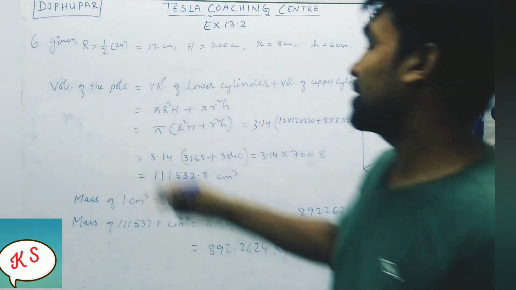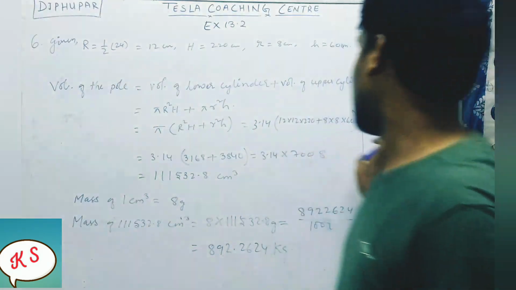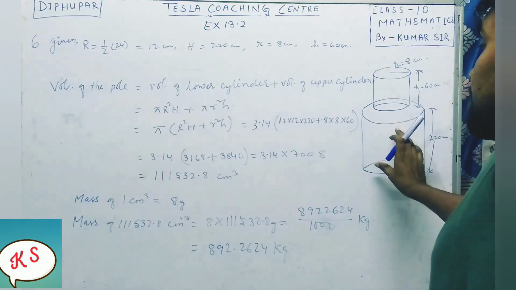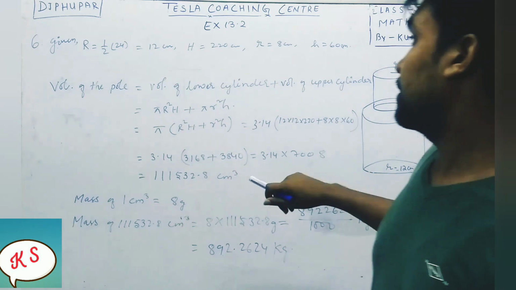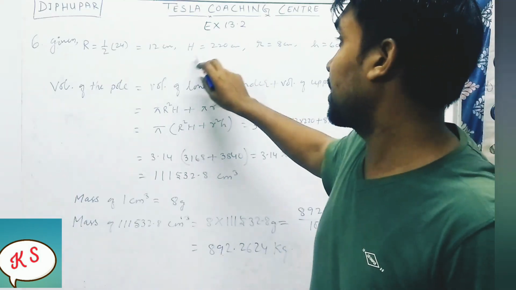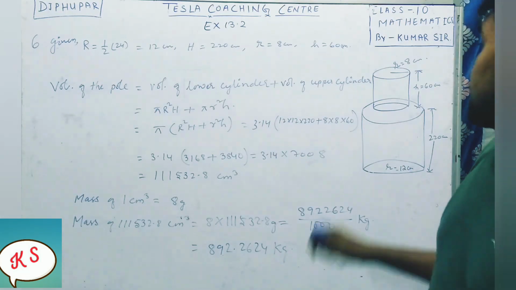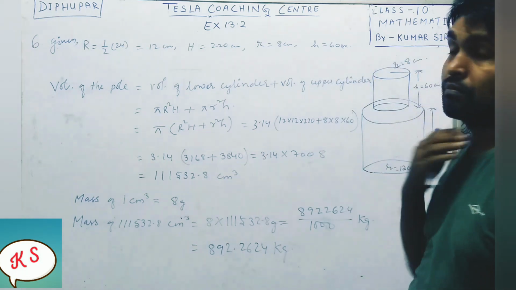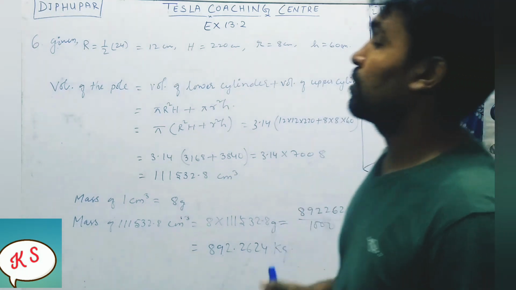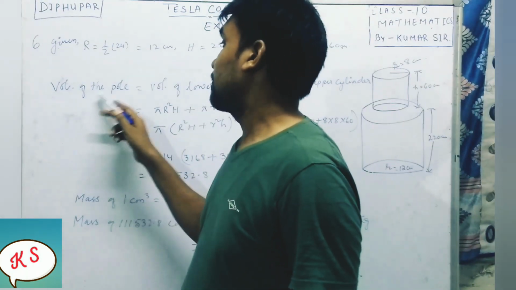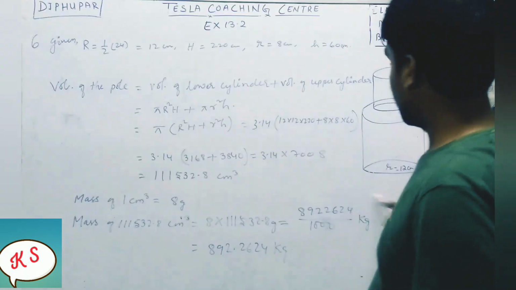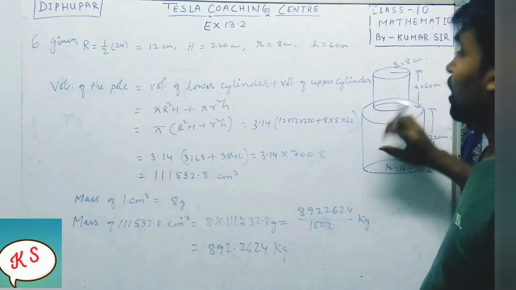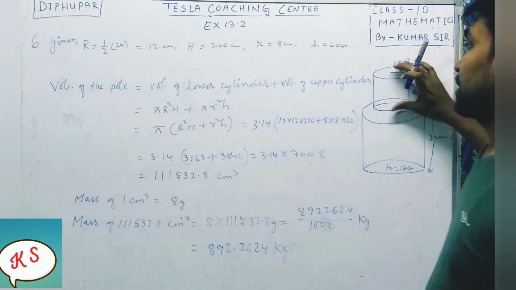So we have written here capital R represents the radius of this bigger cylinder and small r represents the radius of this small cylinder. Capital H is 220, that is the height of the bigger cylinder, and small h is the height of the smaller cylinder. Okay, so we have started the volume of the pole. Volume of the pole means this entire thing. So volume of the lower cylinder, that is this one, plus volume of the upper cylinder, that is this one.